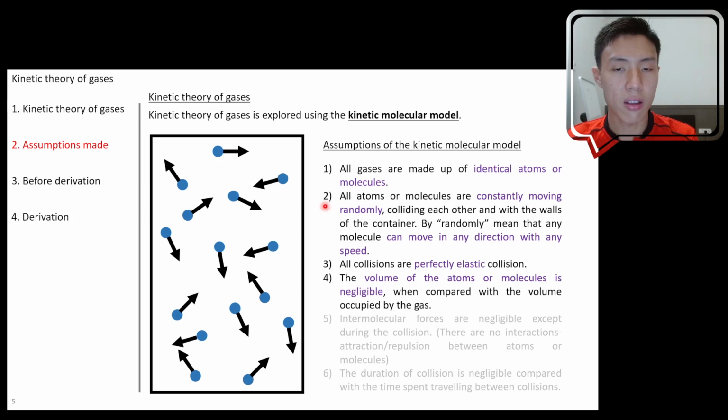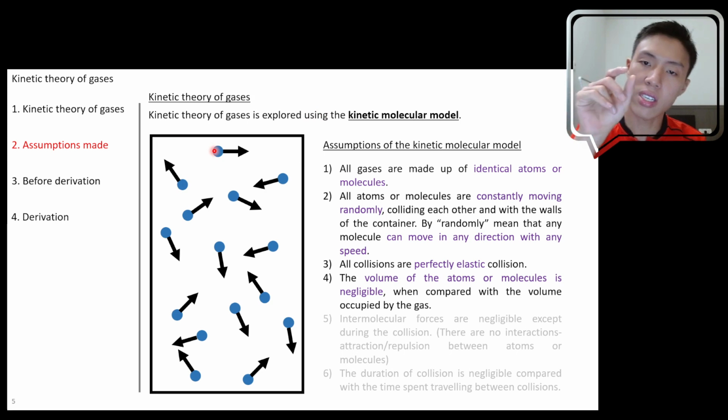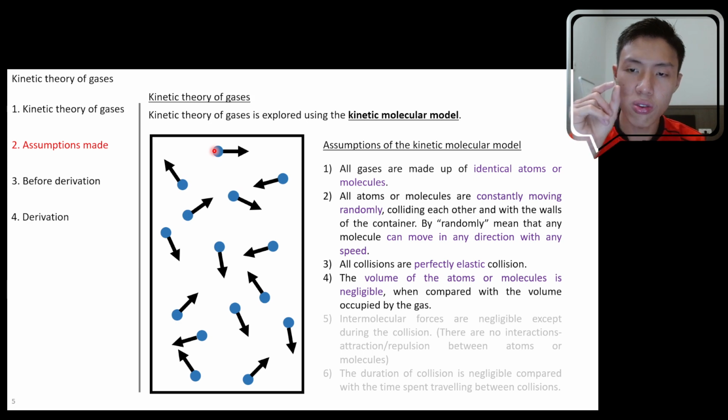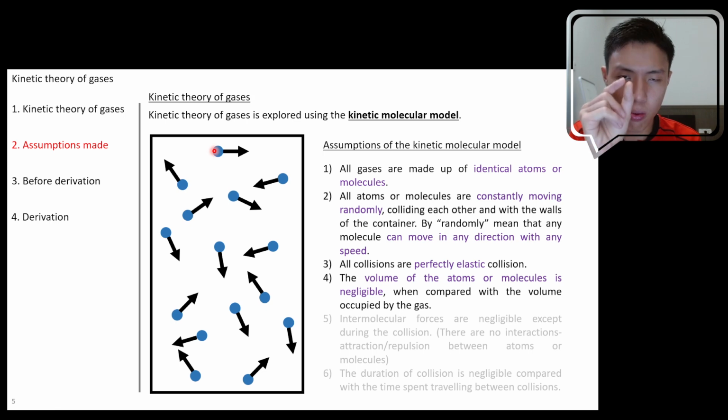Okay, the fourth assumption that we're going to make is that the volume of the atoms or molecules is negligible when compared to the volume occupied by the gas. The volume occupied by the gas is this whole big rectangle over here. What this sentence tries to say is that we should assume these gas molecules to be very small little entities. So the volume of this small gas molecule here is very small.